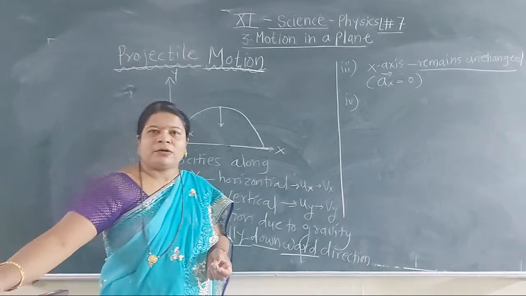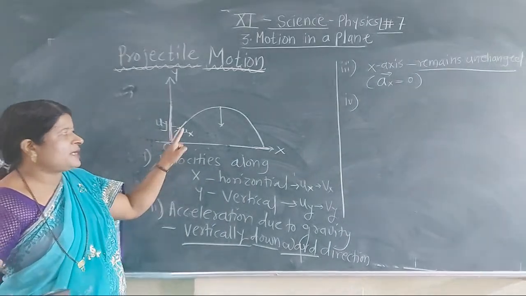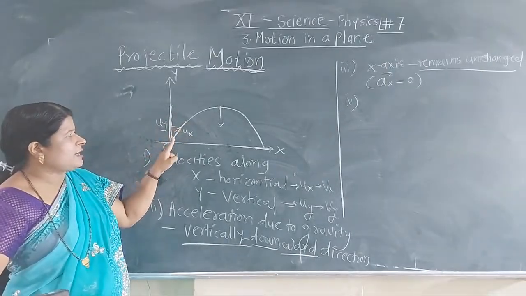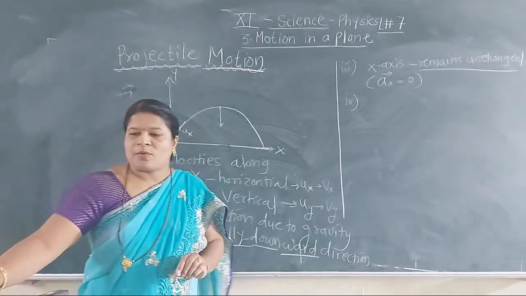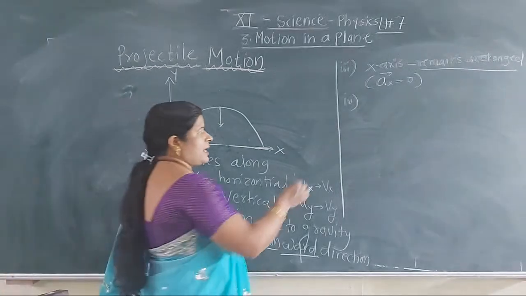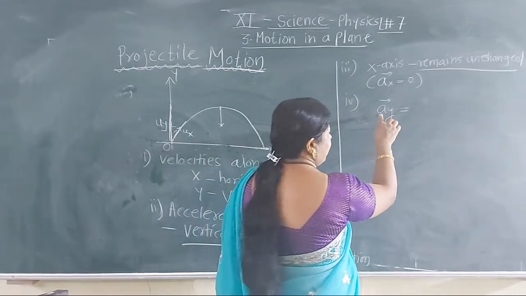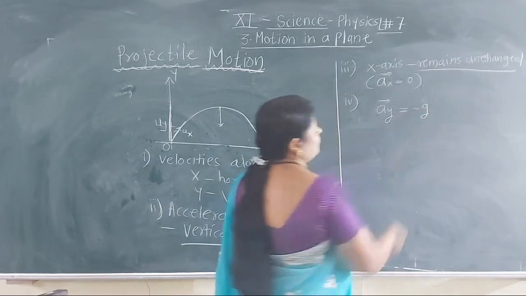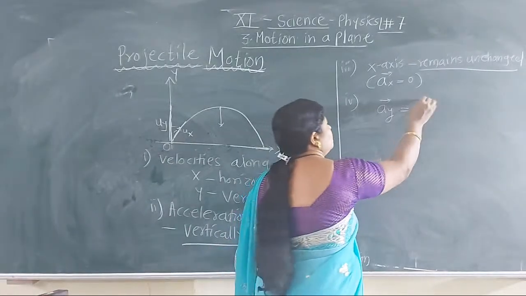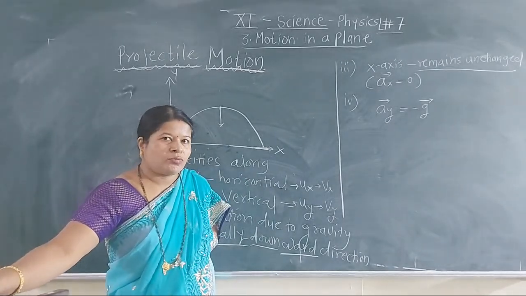And the fourth point we have to remember is that the vertical component changes in accordance with the laws of motion, that means along the y-axis. That means we can write the vector ay along the y-axis as vector ay is equal to minus vector g, the downward acceleration due to gravity.